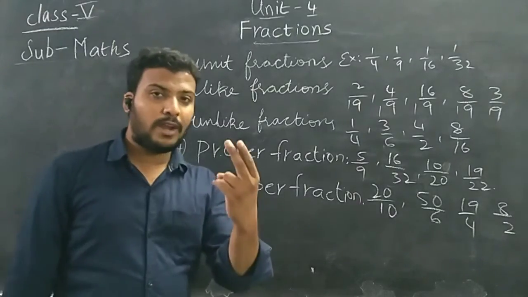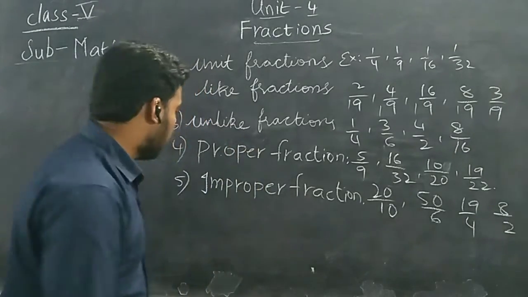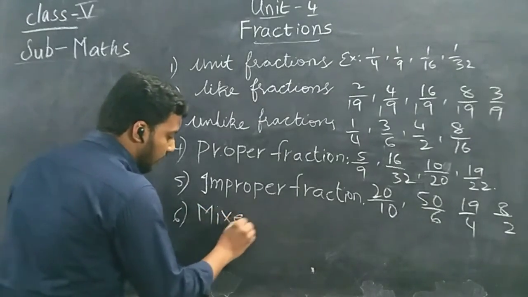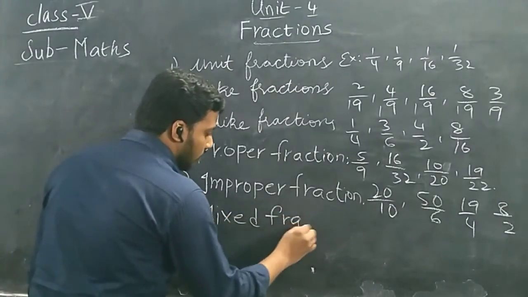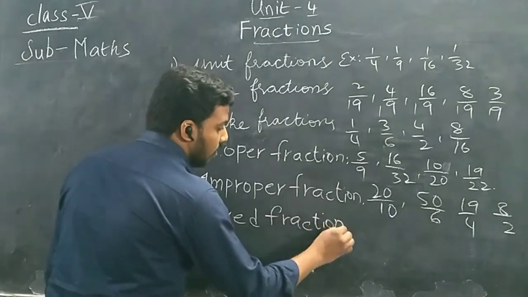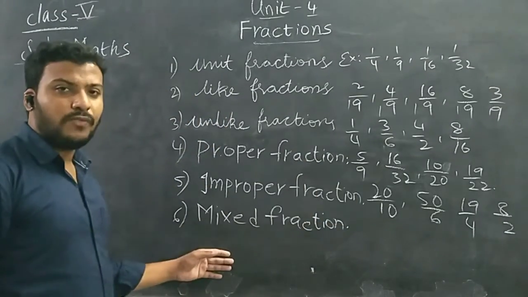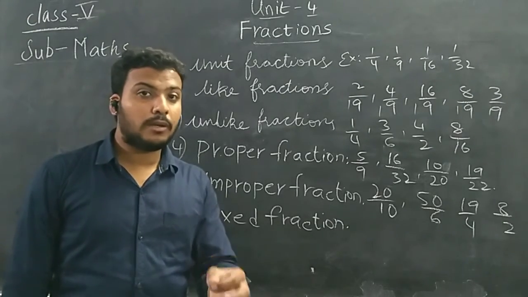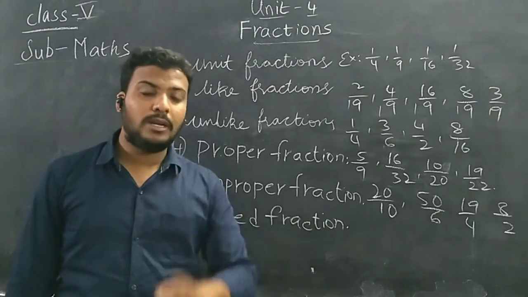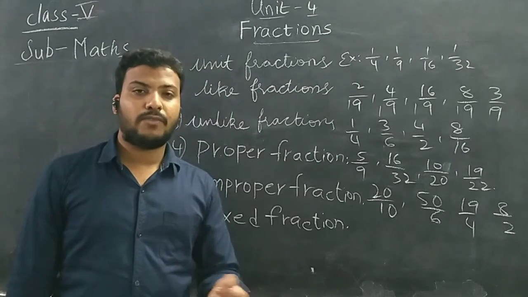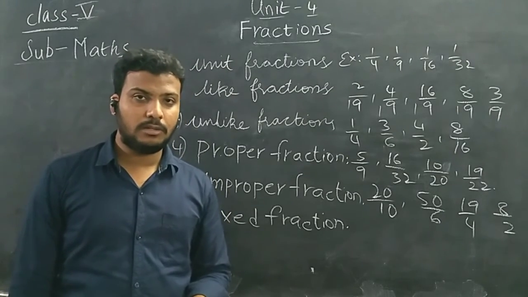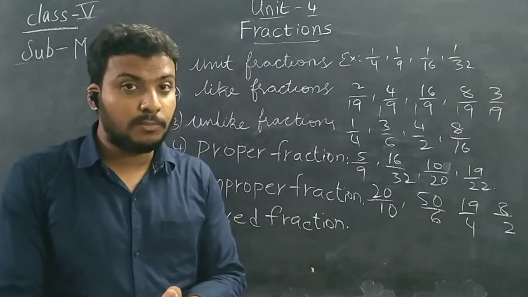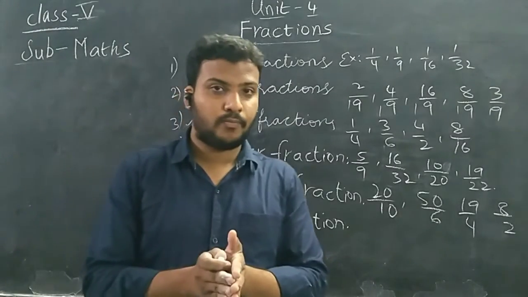So two more fractions are there, children. We will complete soon. That is the mixed fraction, children. Mixed fraction. So children, what is a mixed fraction? The fractions which are a combination of a whole number and a proper fraction, children. Understand, children? The fractions which are a combination. Combination means what? Means both.